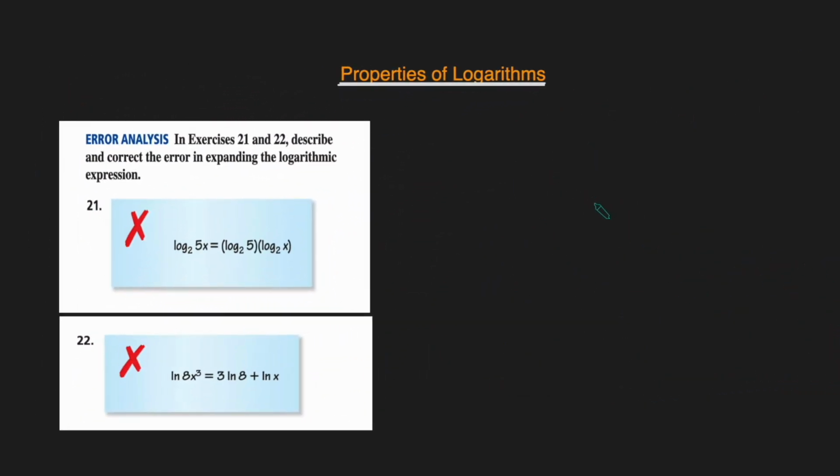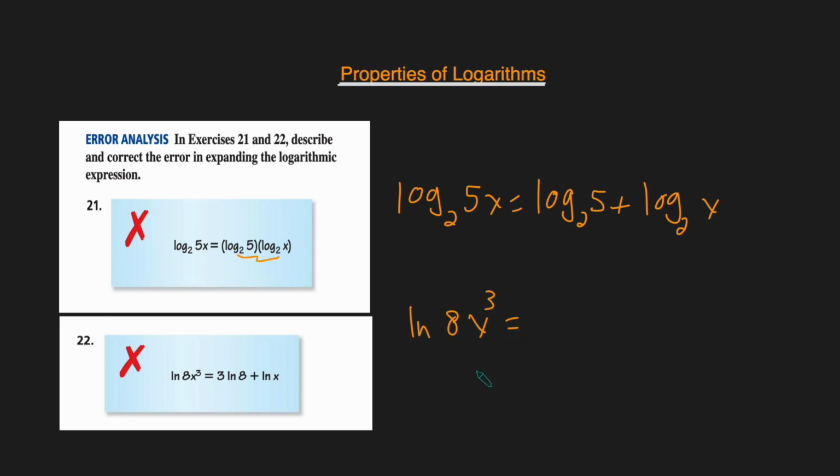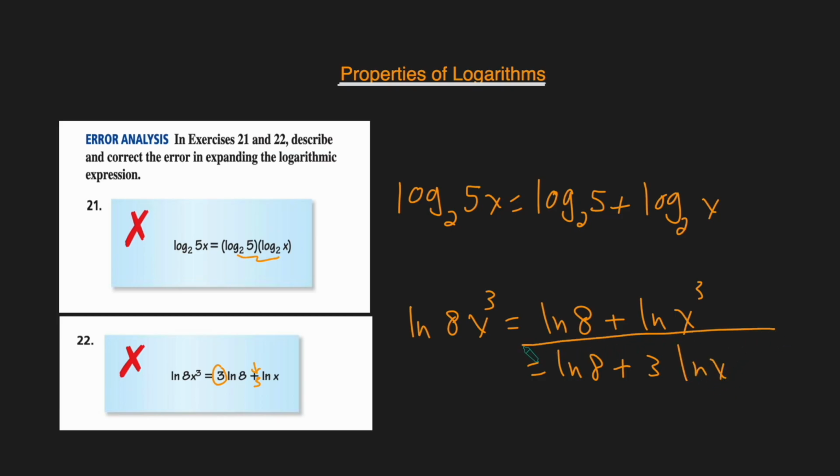Figure out what is the error. So the first problem, log base 2 of 5x, it looks like they multiplied instead of adding. So log base 2 5x should be log base 2 5 plus log base 2 x. The next one is the natural log of 8x cubed. So in this problem, it looks like the exponent is next to the 8, but actually it belongs to the x, so it should have been here. So this should have been expanded to this. Then the next step, use the power rule to expand it. And that's the correct answer.